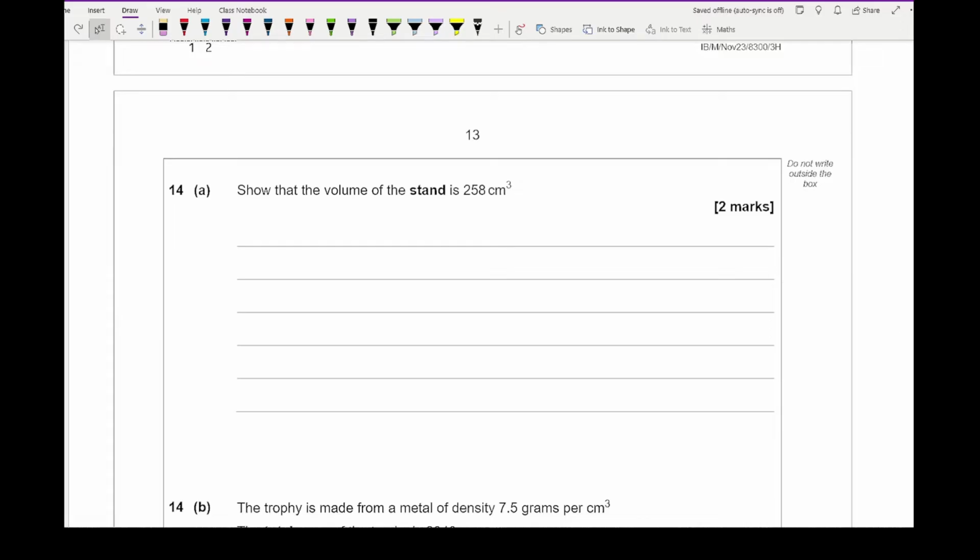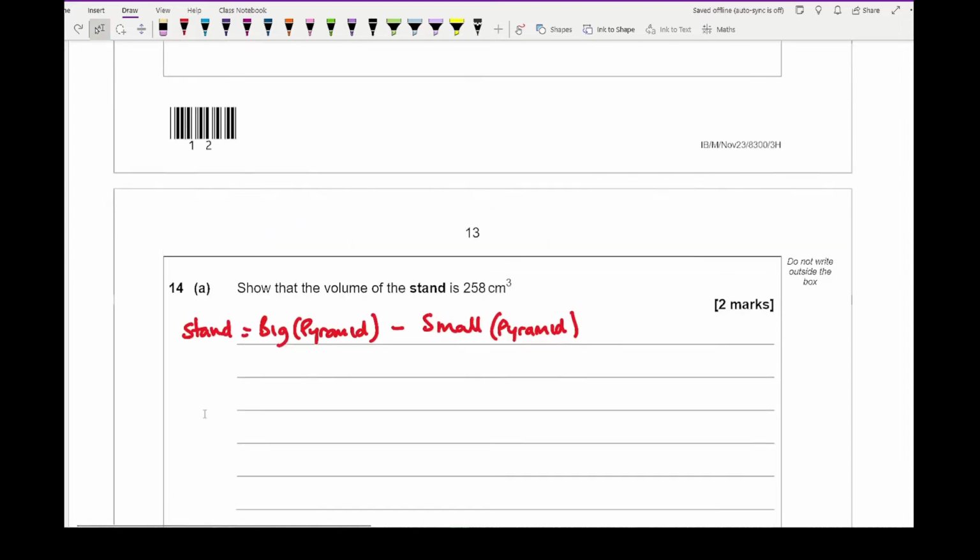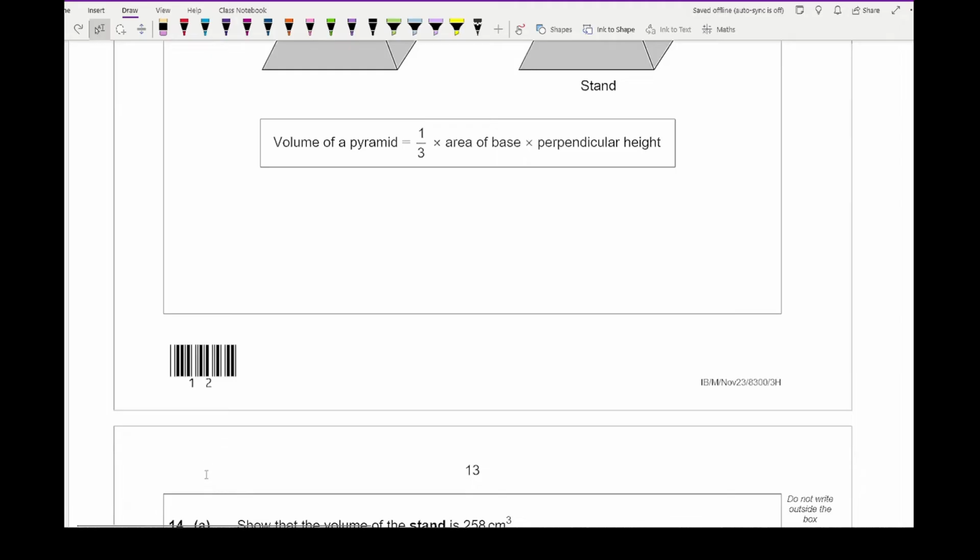Now, to work this out, what we need to do is first of all establish that the stand is equal to the big pyramid minus the small pyramid. Let me just make sure I'm spelling pyramid right. There we go. Now, to work that out, all we need to do is use the formula that's given to us in that little box.